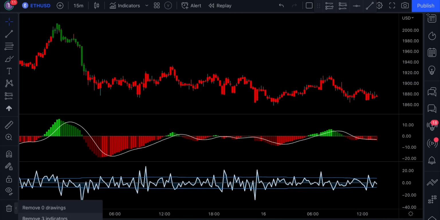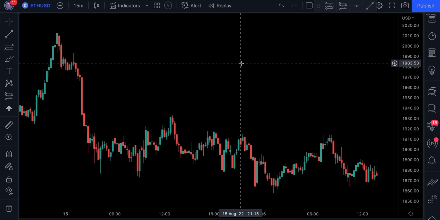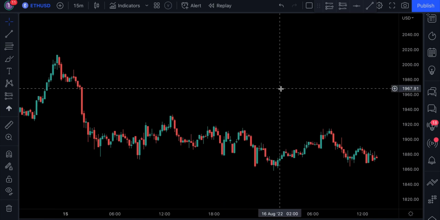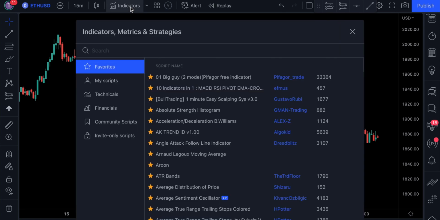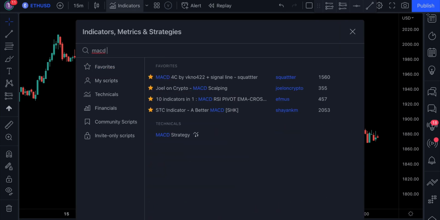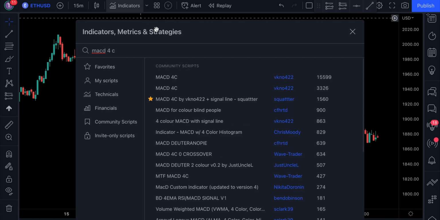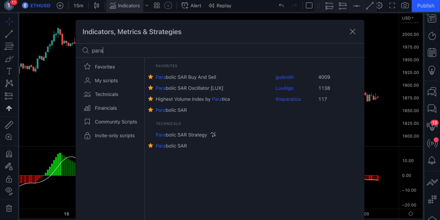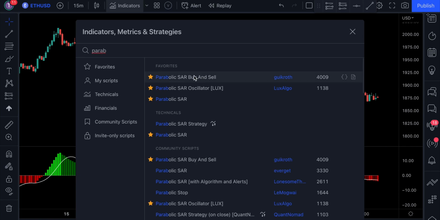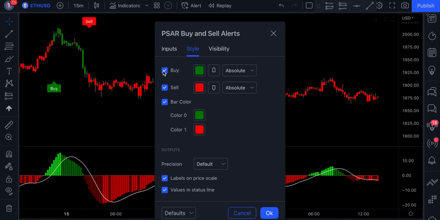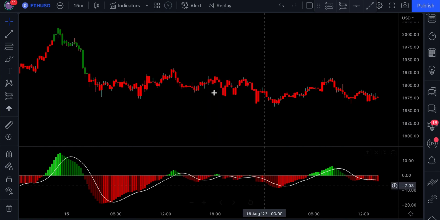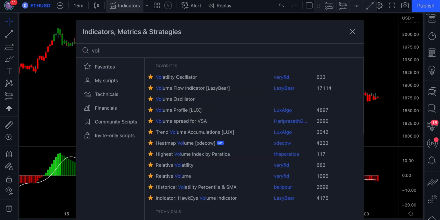Okay, now let us show you how to build this setup step by step. First, open the TradingView platform and head over to the Indicators section on the top. Type in MACD4C and select this indicator right here. Next, type in Parabolic SAR buy and sell and pick this indicator by Gick Roth. Access its settings and deselect buy and sell options. And finally add one more indicator to the chart, the volatility oscillator by VeriFid.